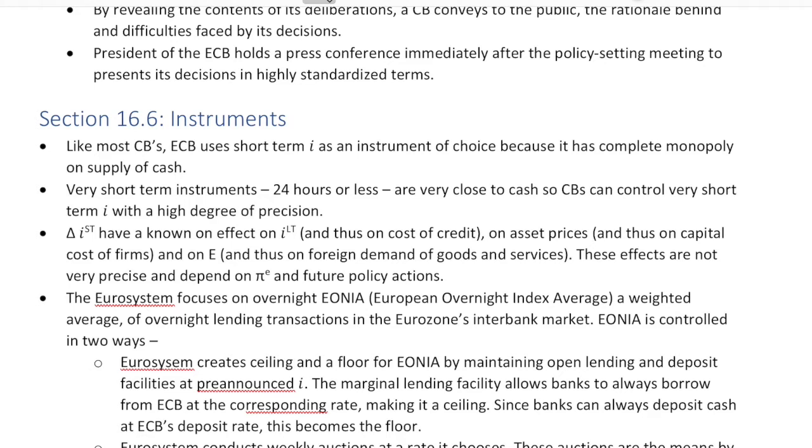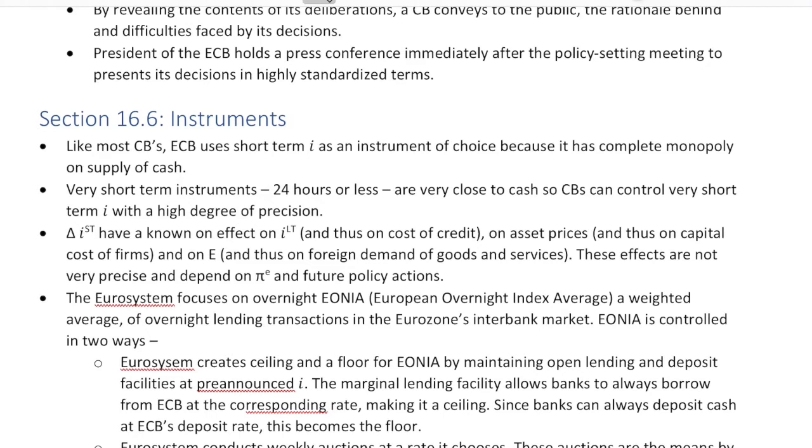Why is that the case, right? Not only with the Fed, but also with the ECB. Well, because if you think about it, loans of 24 hours or less are as good as cash. Loans of 24 hours or less are as good as cash. So the central banks can control the very, very short-term interest rate, which is, as I mentioned, 24 hours or less, with a very high degree of precision.